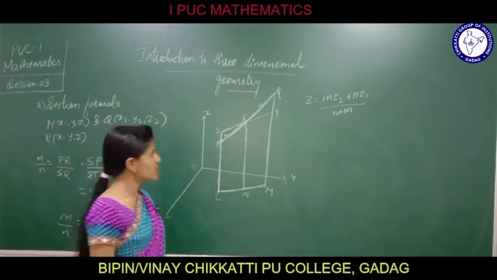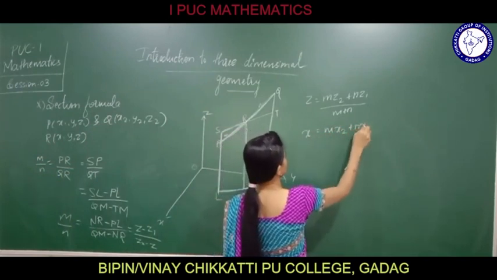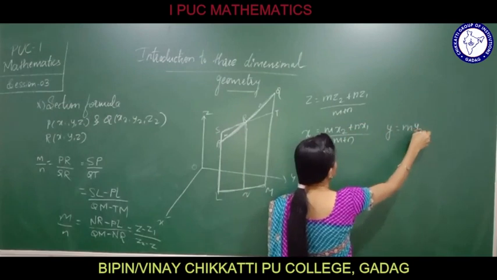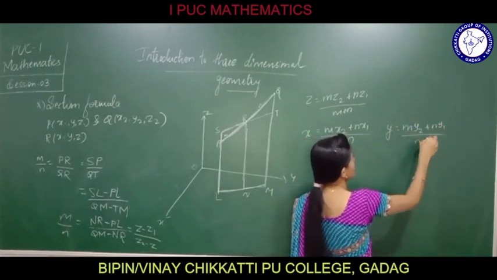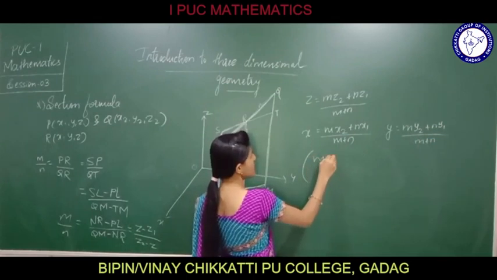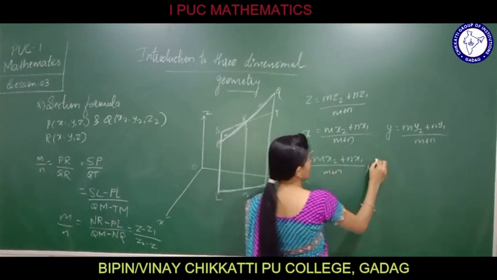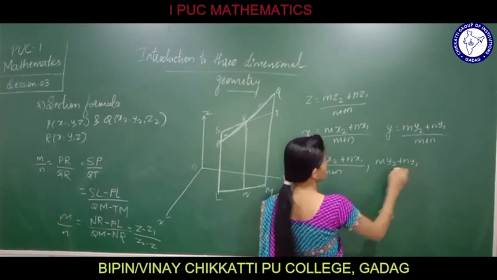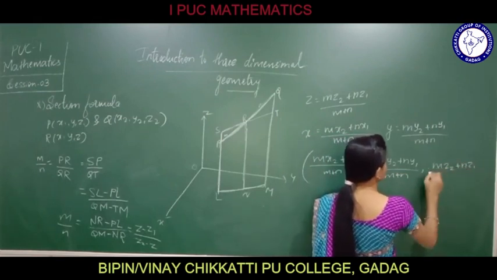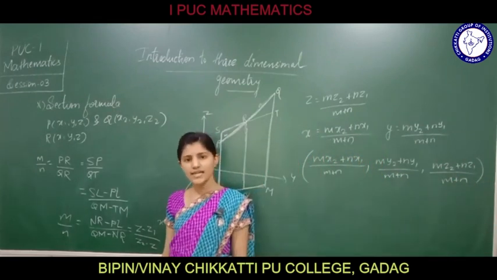And what about the X and Y coordinates? For X, we can write M into X2 plus N into X1 divided by M plus N. And for Y, M into Y2 plus N into Y1 divided by M plus N. So the coordinates are M into X2 plus N into X1 divided by M plus N, M into Y2 plus N into Y1 divided by M plus N, and M into Z2 plus N into Z1 divided by M plus N. This is when the point R divides internally.